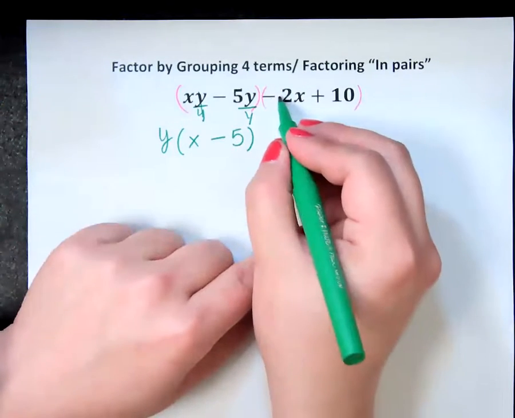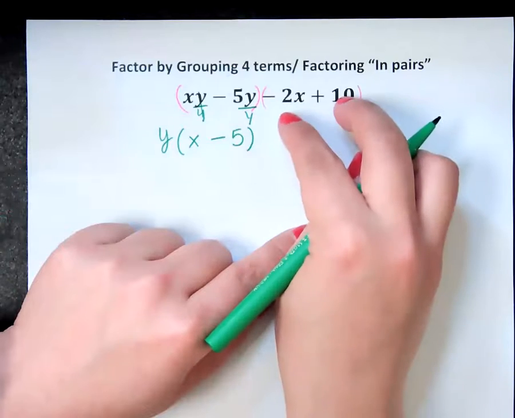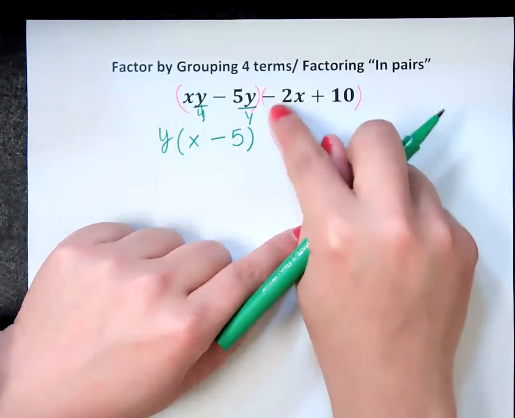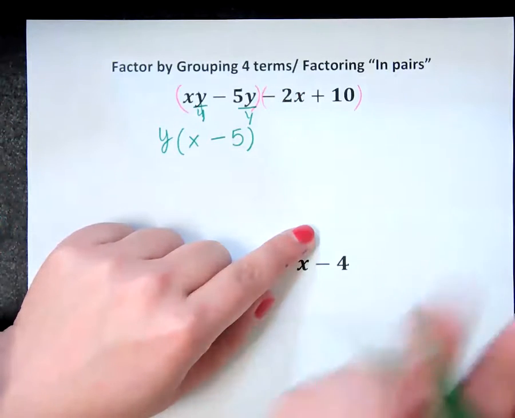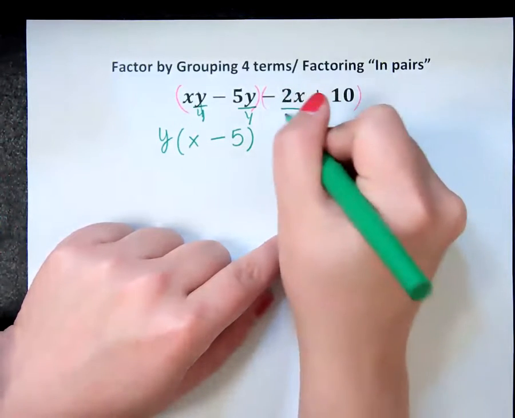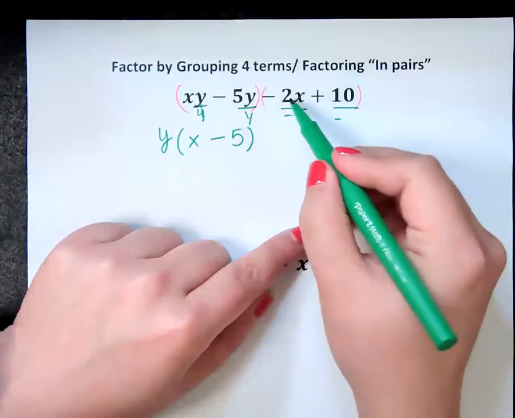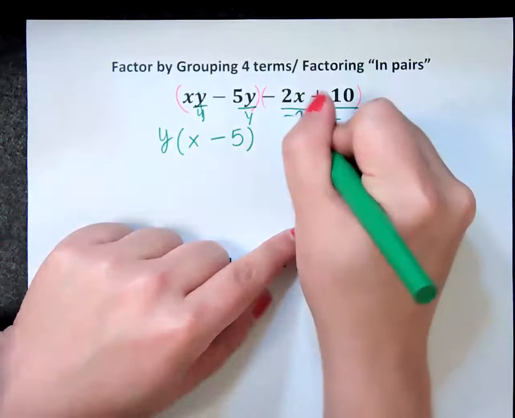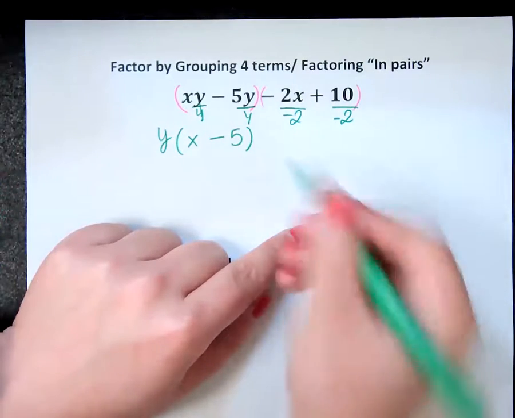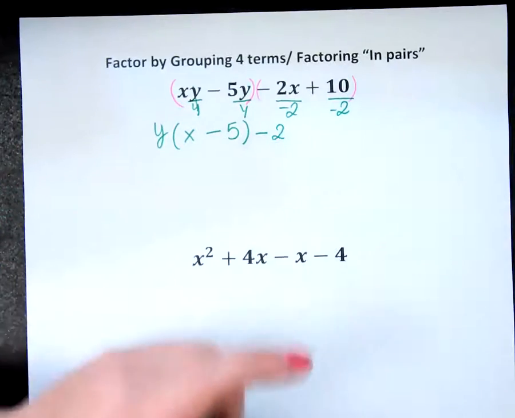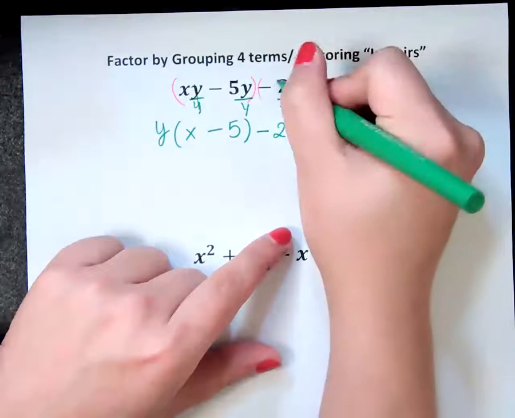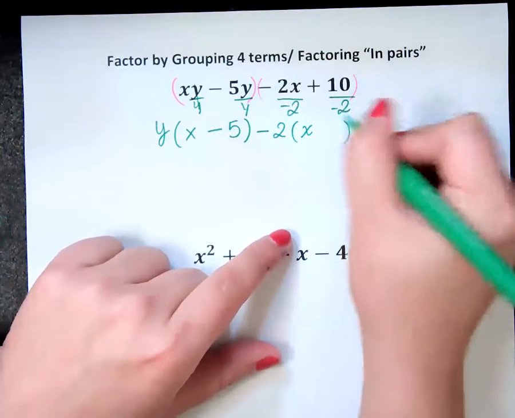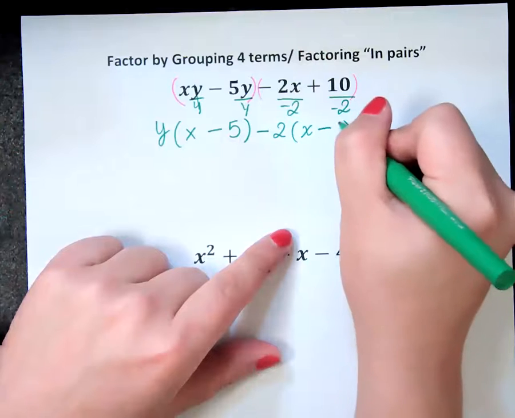Next, we're going to look at the second pair. We have negative 2x plus 10. Since there's a negative in front, we are going to factor out the negative as well, so let's divide each of them by negative 2. 2 goes into 2 and 2 goes into 10, so we're going to factor out the 2 from each of them. We bring that to minus 2 here, and then let's divide. Negative 2x divided by negative 2 will give you x. 10 divided by negative 2 will give you negative 5.